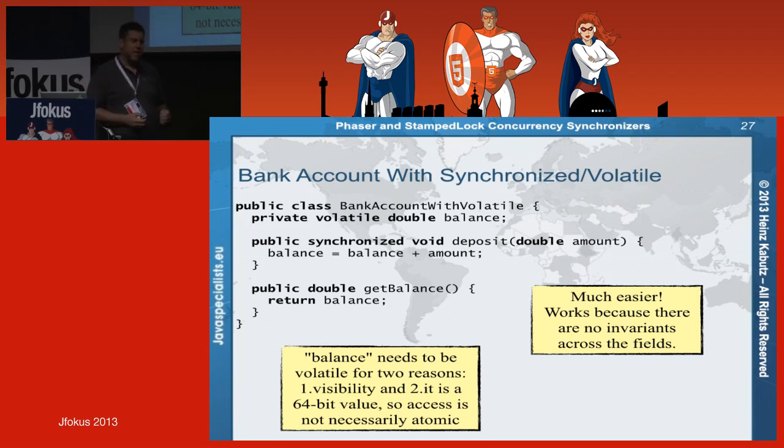Because it's a double, it's actually more serious, because the double is allowed to be written as two operations. So if I say write $1,000, it could actually write it as two parts of the 64-bit number. Whereas if I make it volatile, then it's not allowed to do that anymore. It has to write it atomically. But anyway, this will only work in a case where we've got a single field.